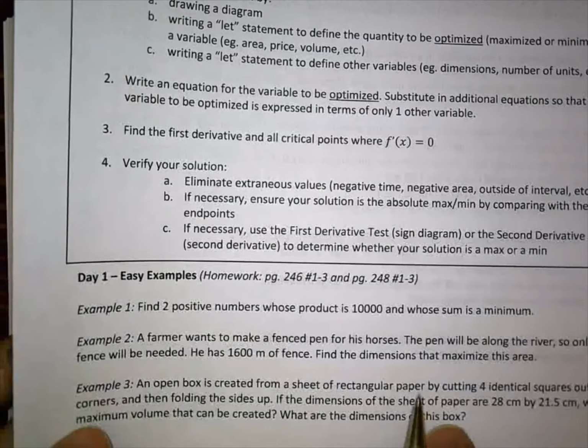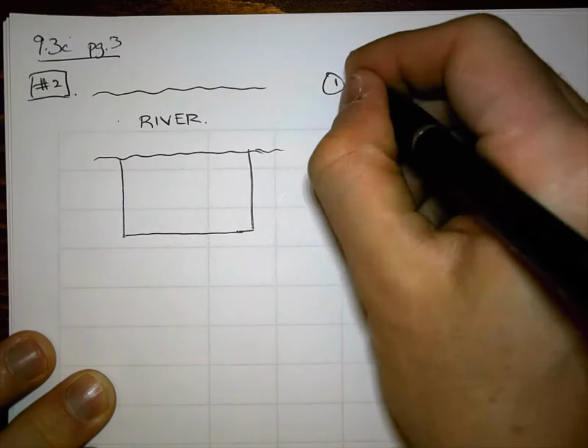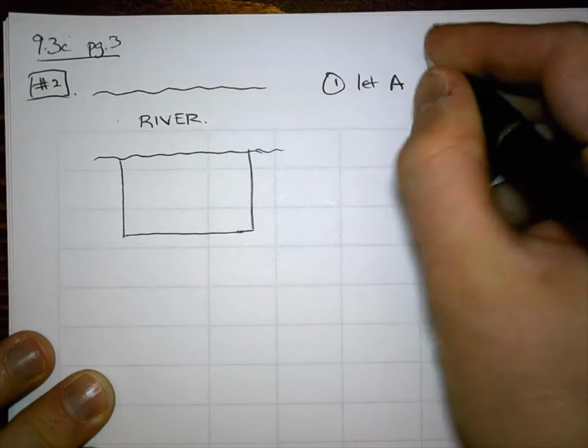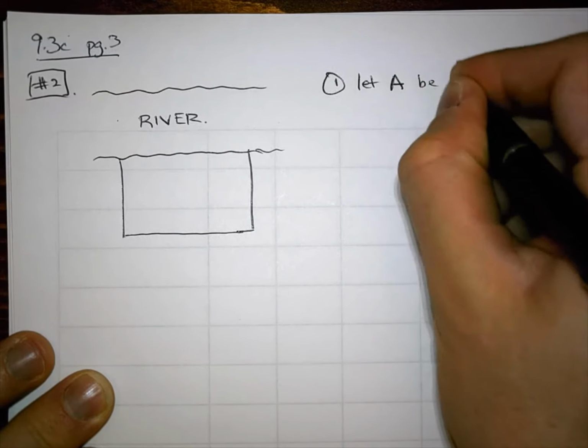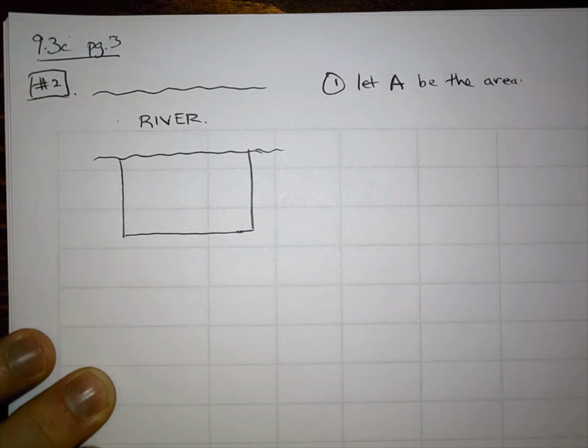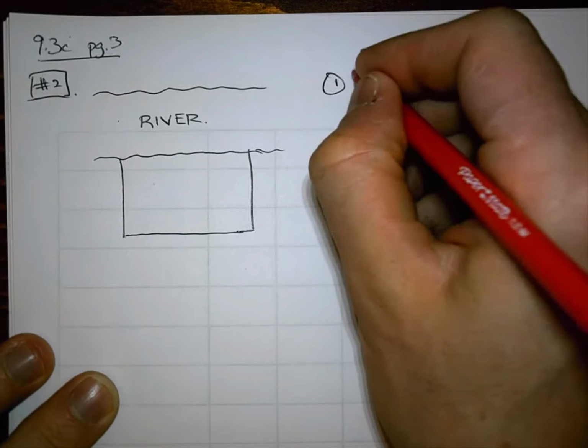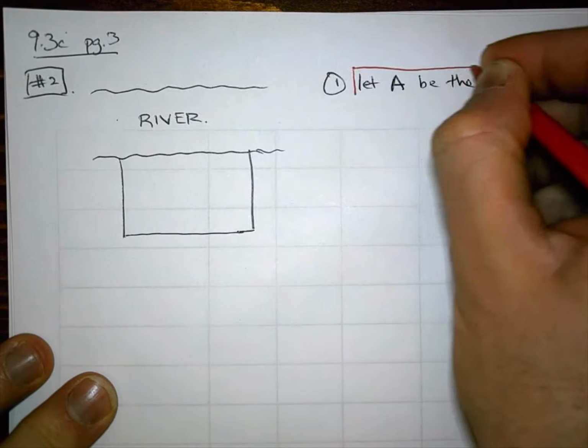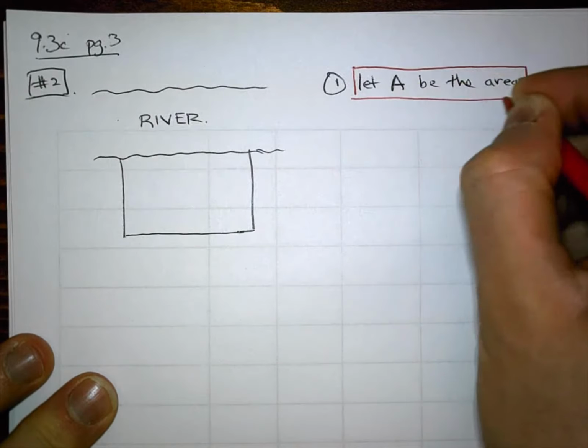The farmer wants to maximize the area. He wants to give his horses lots of space. So let's let A be the area. And again, if it helps, maybe put a box around this, right? Just to remind yourself, this is the thing I'm trying to maximize.